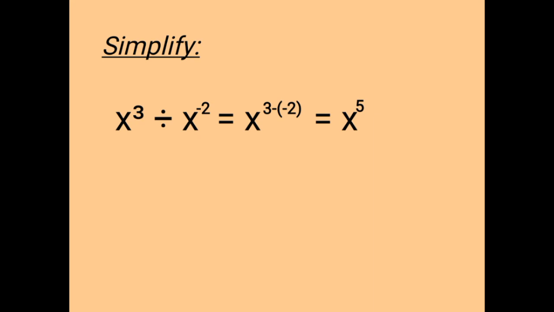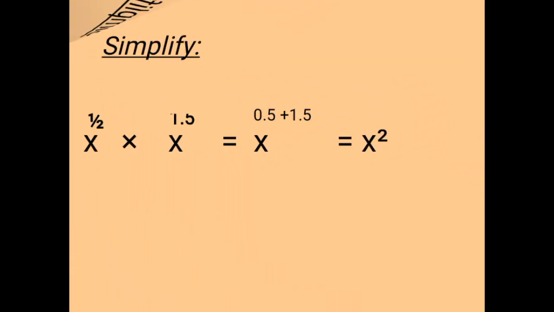X to the power 3 divided by x to the power minus 2. Here minus 2 is a negative index. As it is a division, we can subtract the two indices. So x to the power 3 minus minus 2 equals x to the power 5.